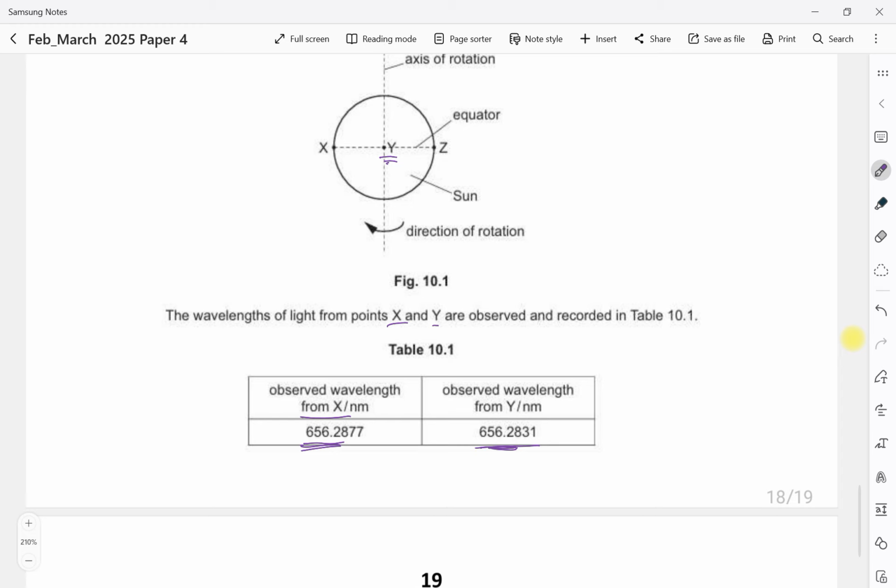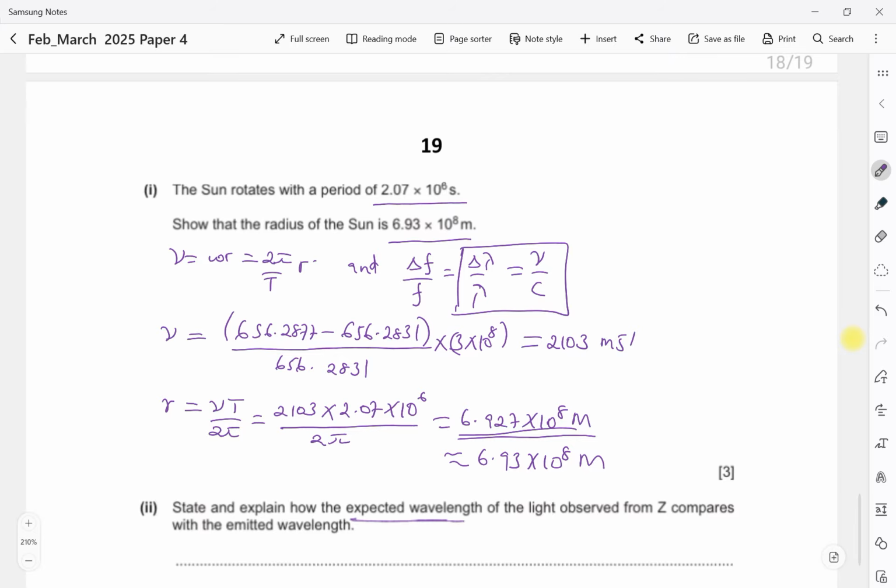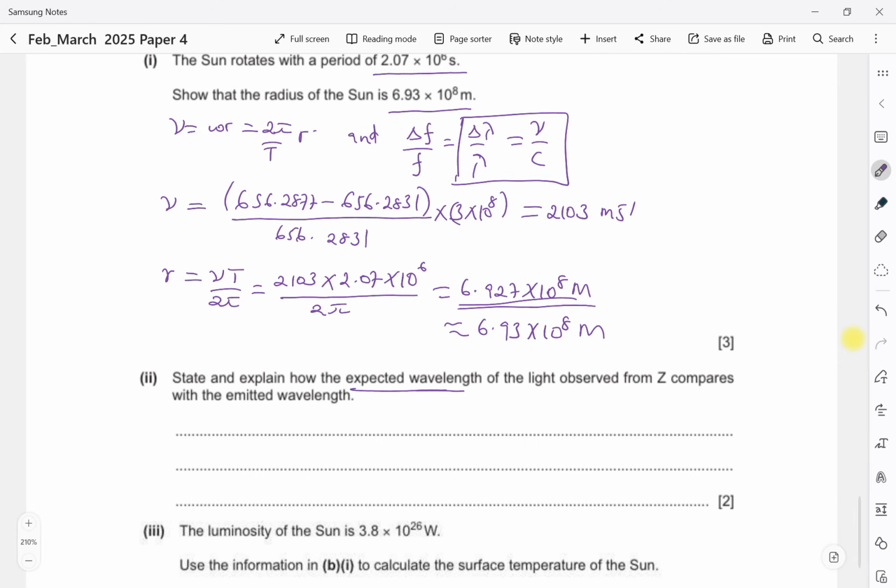So it means the observed wavelength coming from Z is also going to be less than the emitted wavelength, because the rotation is actually clockwise. So Y was moving towards the Earth because the observed wavelength was less. It means because the rotation is clockwise, Z will also be moving towards the Earth, which means that the observed wavelength from Z is going to be less than the emitted wavelength. That is in accordance to the redshift.